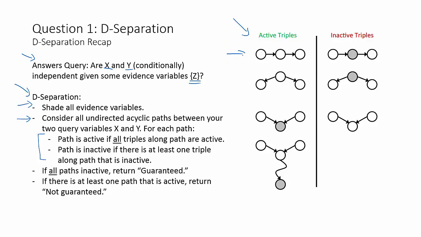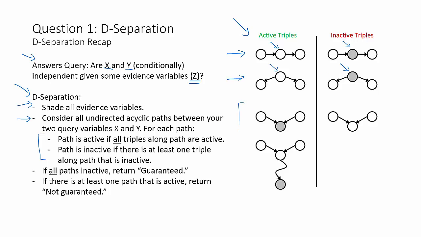The first one on the top is called the causal chain, and the causal chain triple is active if the middle node is unobserved, and the triple is inactive if the middle node is observed. The second category of triples is called the common cause triple, which, like the causal chain, is active if the middle node is unobserved and inactive if the middle node is observed.